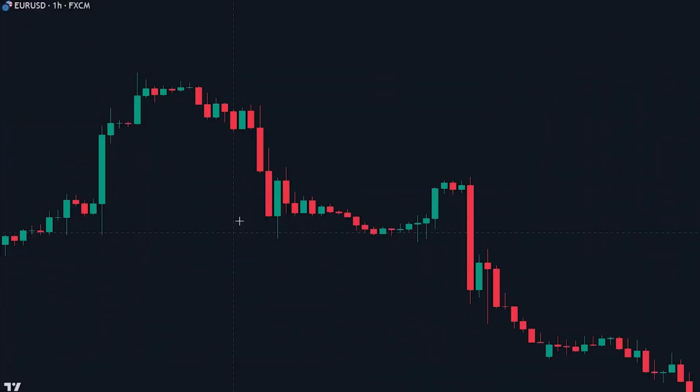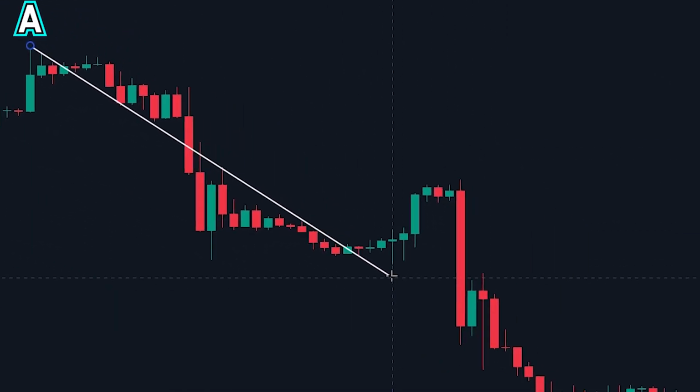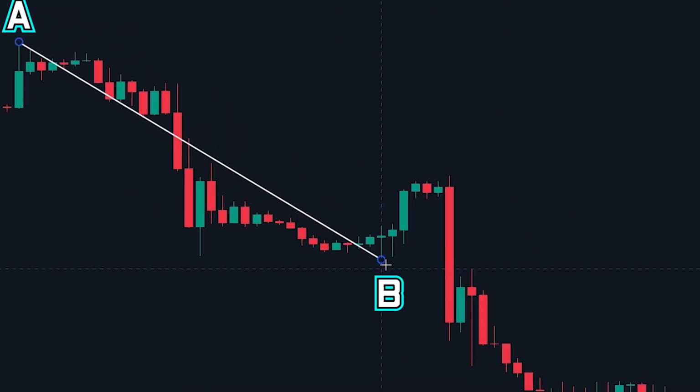For bearish ABC patterns, we will first look for a high point. We can see here that the high was made, so let's mark it as A. Next, we can see that a new low was created. We mark this point as B.